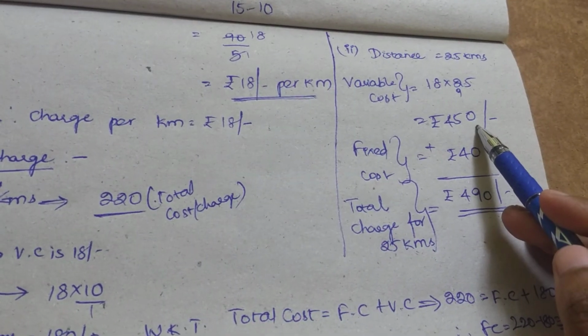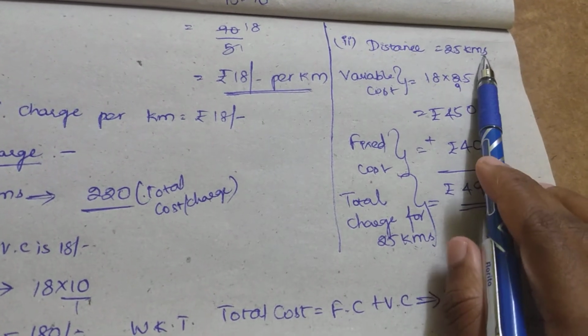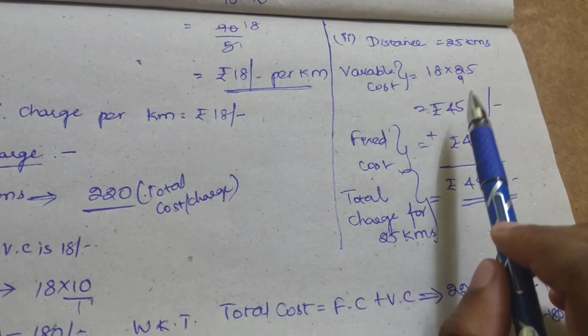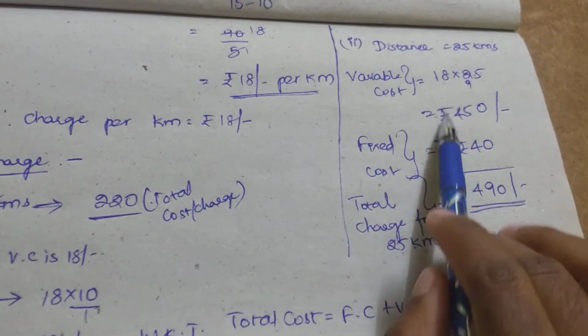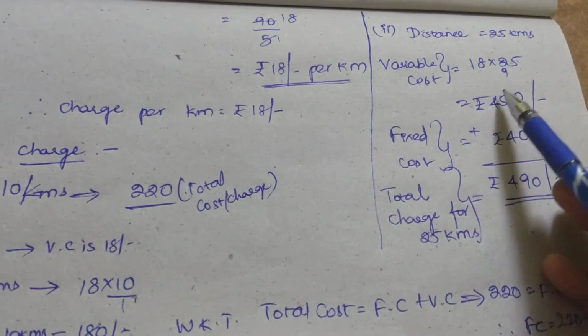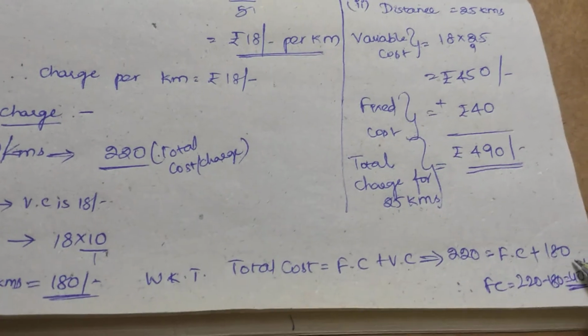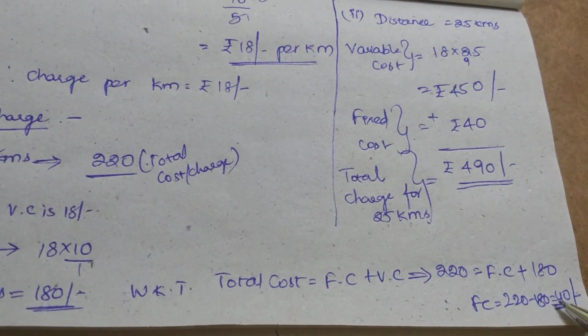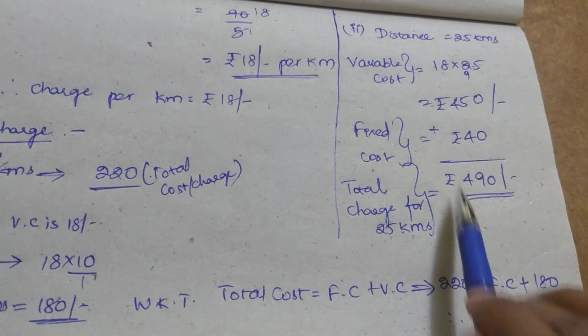The second sub question they have asked is the total cost for 25 kilometers. So for 25 kilometers, first find out the variable cost. For 1 kilometer it is 18 rupees. For 25 kilometers how much? Same as we multiplied 18 into 10, in the same way 18 into 25. We'll get 450. Fixed cost remains the same for any number of kilometers. So 450 plus 40, total cost will be 490.